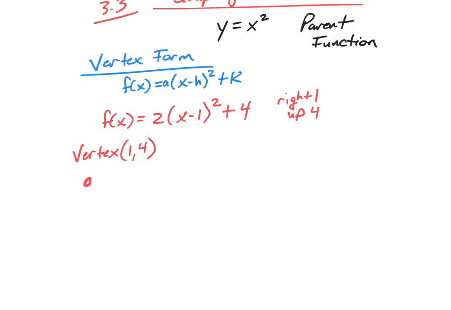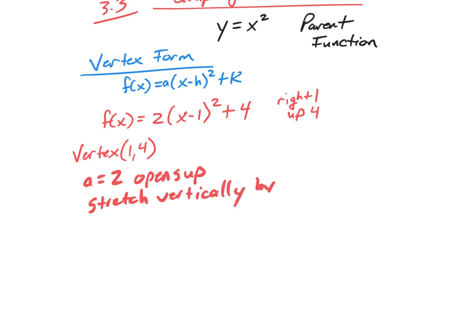The A value of 2 tells us two things. It's going to open up, and it's going to stretch vertically by a factor of 2. We know it opens up because it's positive. If it was negative, it would go down. Just by looking at the equation, we can answer a lot of different things. We kind of know what this is going to look like.